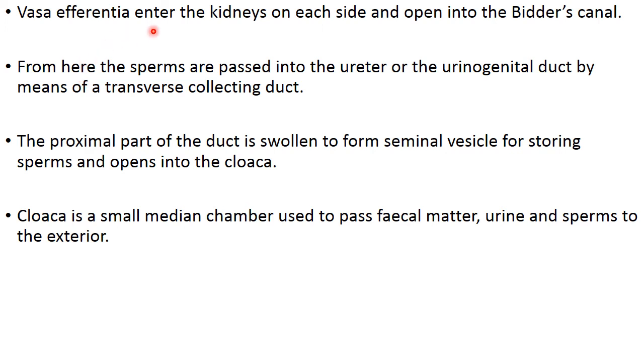Vasa efferentia will enter the kidneys on each side and open into the Bidder's canal, and from here sperms are passed into the ureter or the urinogenital duct by means of a transverse collecting duct. Proximal part of the duct is swollen to form the seminal vesicle for storing sperms and opens into the cloaca. And the cloaca is a small median chamber used to pass the fecal matter, because the alimentary canal opens here, urine and the sperms to the exterior.